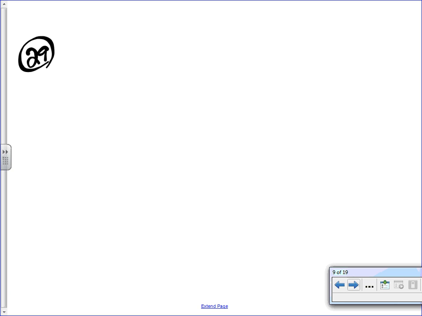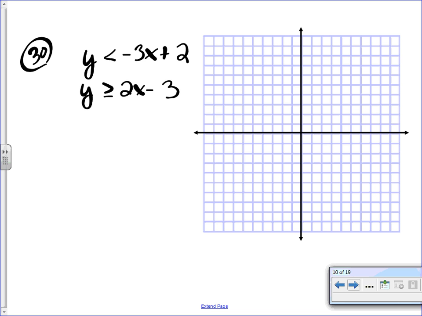All right, because we're a little short on time, guys, I'm going to go ahead and skip the next one. You would do it the same way, number 29. Let's go ahead and go to the last section of this. Let's go to number 30 real quick here. For number 30, we're going to graph this system of inequalities. 2 is our y-intercept.